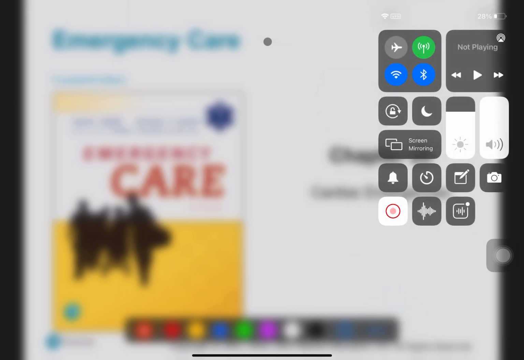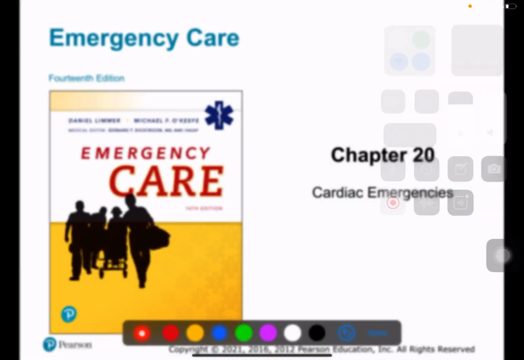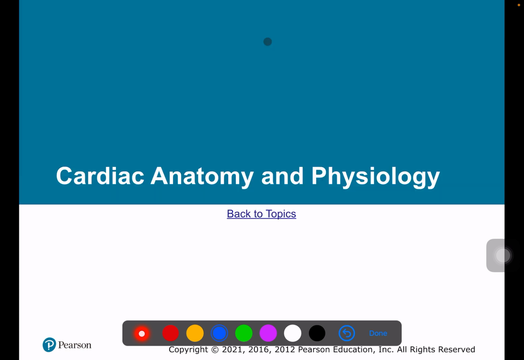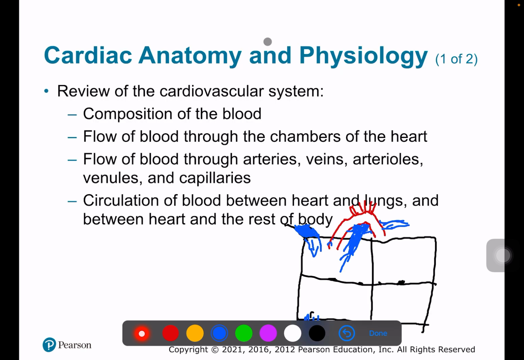All right, so going through chapter 20 now, we're going to hit the cardiac chapter. And anatomy and physiology is going to be greatly important for understanding how the cardiovascular system works. So, knowing the composition of blood, we're not going to go through that too much today. Go through your book on that. We can discuss it in class.